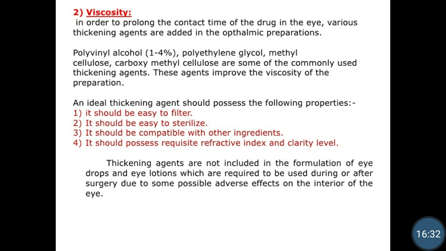Again, an ideal thickening agent should possess the following properties. It should be easy to filter. Okay, it should not cause blocking of the filter, that is, all the thickening agents should get filtered easily. Then it should be easy to sterilize. Again, it should be compatible with the other ingredients. And they should possess the requisite refractive index and the clarity level.